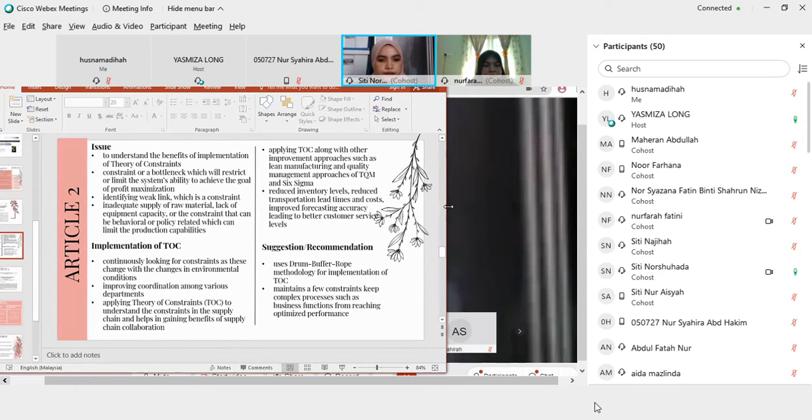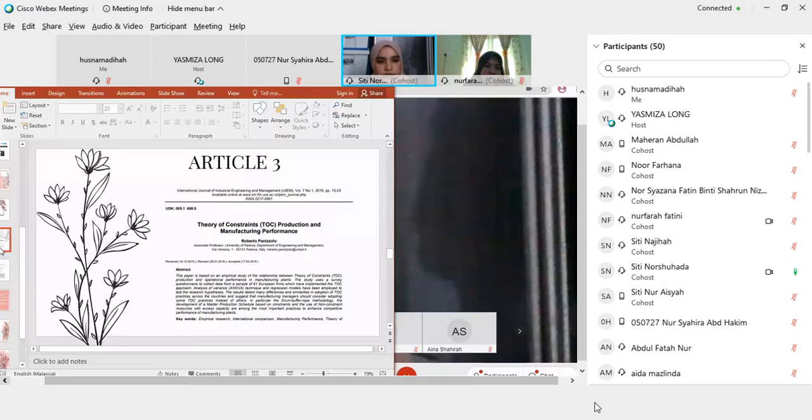release material. Second one is the theory of constraints maintains that a few constraints keep complex processes such as business functions from reaching optimized performance. Managers will have to identify the constraints that affect their business and work to mitigate their impact and remove them. I'll pass to Article 3 to continue.